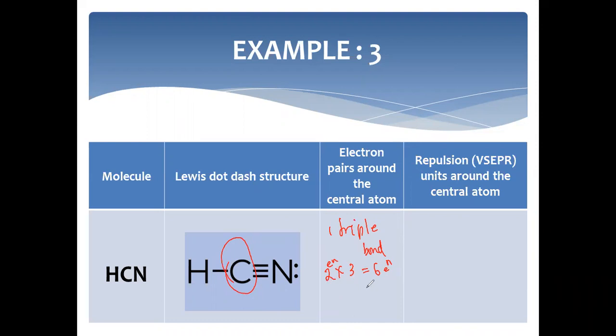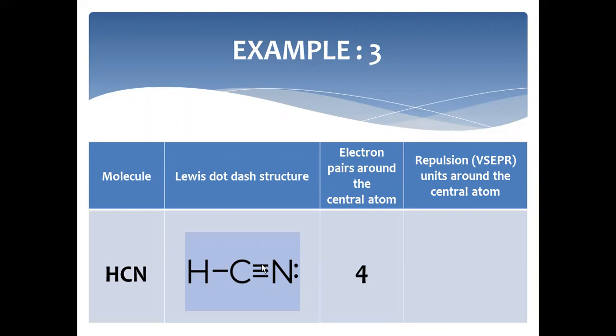Take one bond. So altogether you have 8 electrons: 2, 4, 6, and this one, altogether 8. Let's see if we are all drawing. Okay, I have found the number of electrons. Now you should be able to write the number of electron pairs, that is 4.